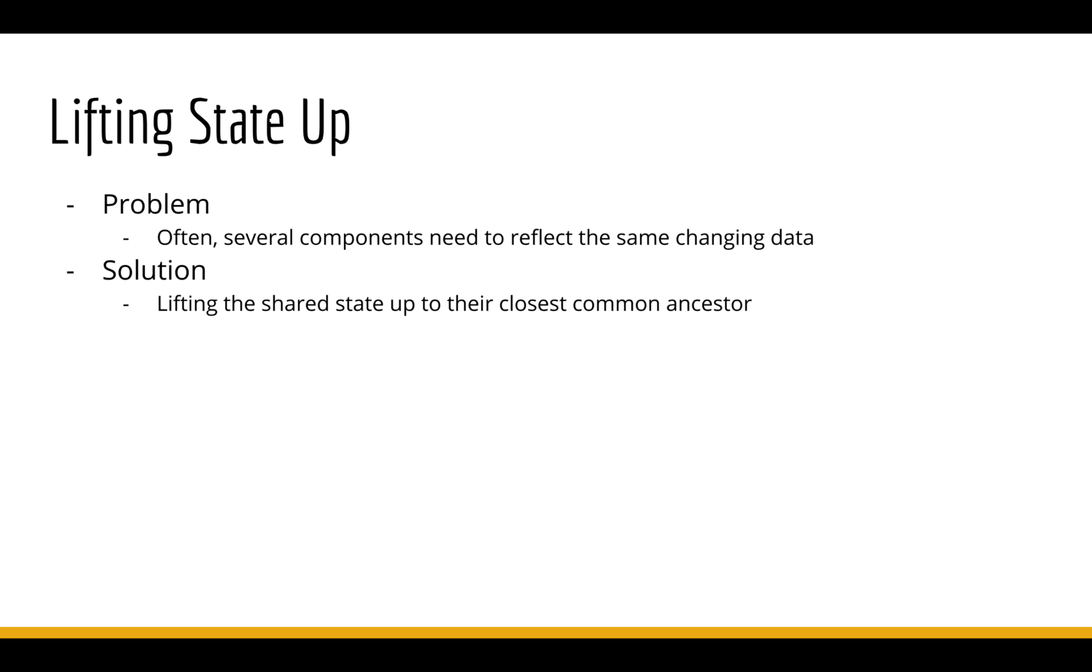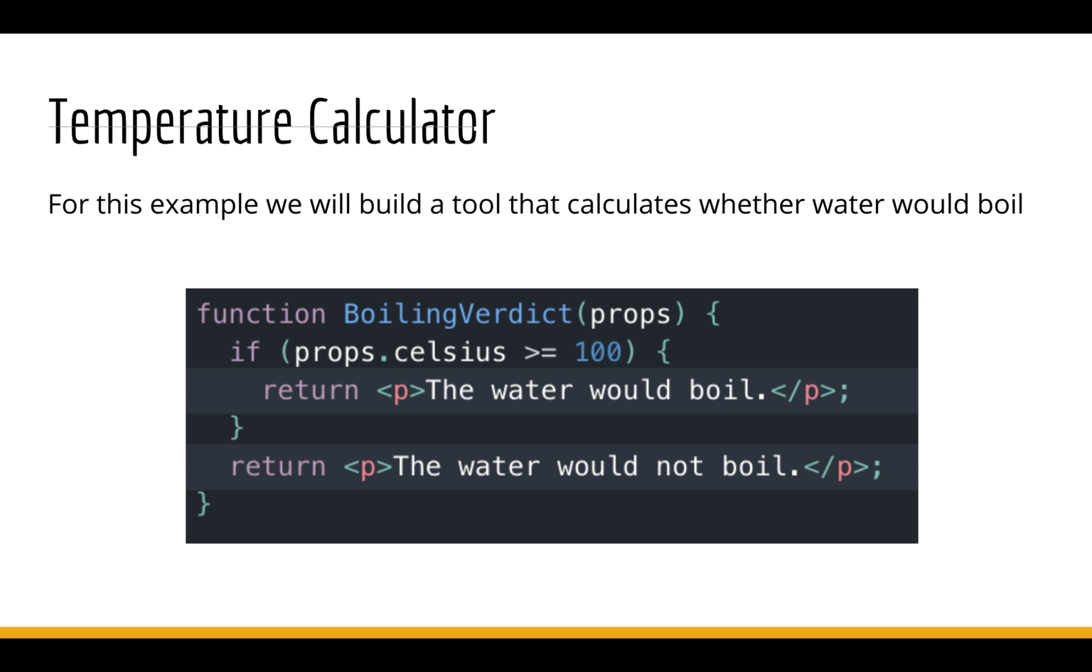It's pretty simple when I write it out like this, but it's actually quite complicated, so get ready, we're going to go through this. For this example, to illustrate lifting up state, we're going to be building a temperature calculator with the end goal of telling us whether or not water would be boiling at any given temperature.